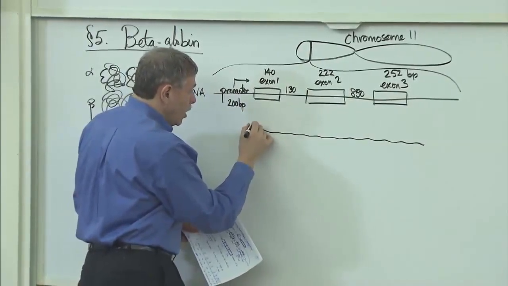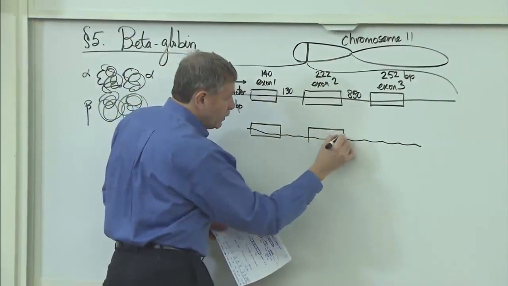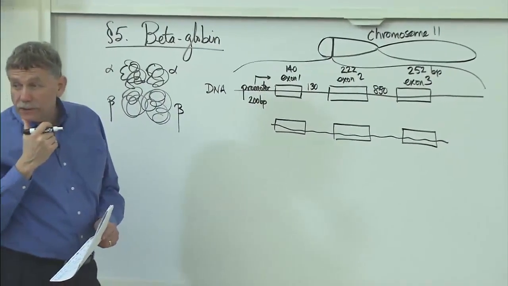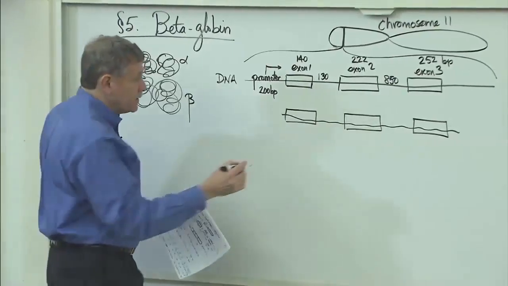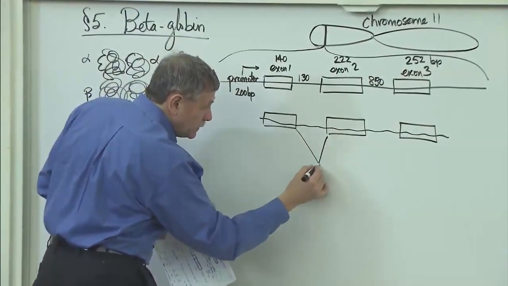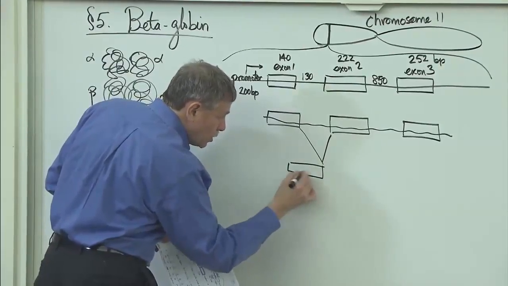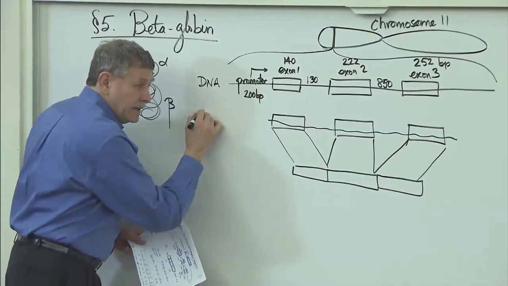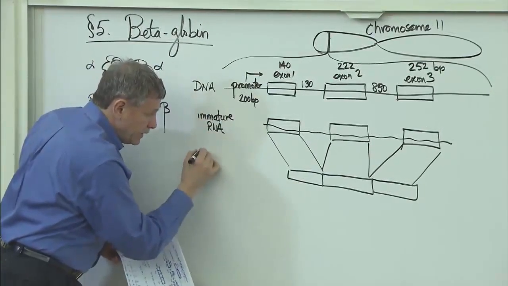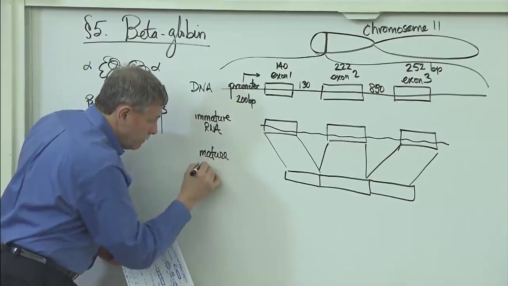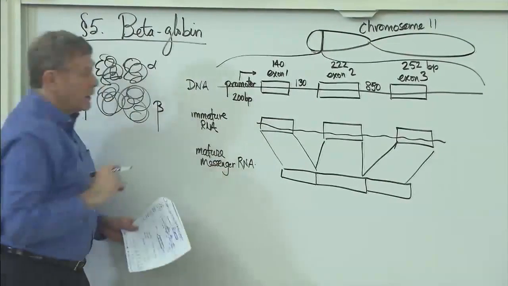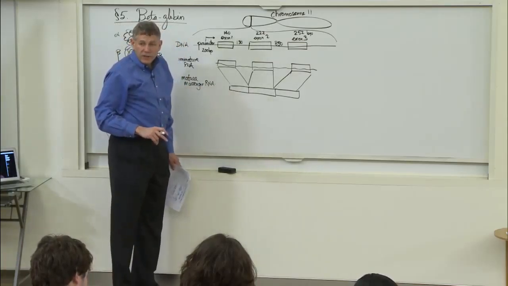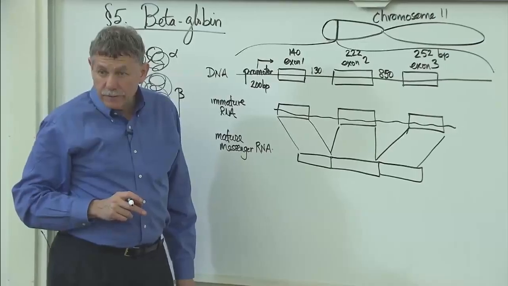The initial RNA contains both the exons and the introns. And then what happens to the introns? Spliced out. The splicing machinery takes them out, and instead we end up with a mature RNA that just has those exons in it. So this is the immature RNA, and this is the mature messenger RNA. Okay, now this guy has 140 bases, and where does the RNA start being translated?